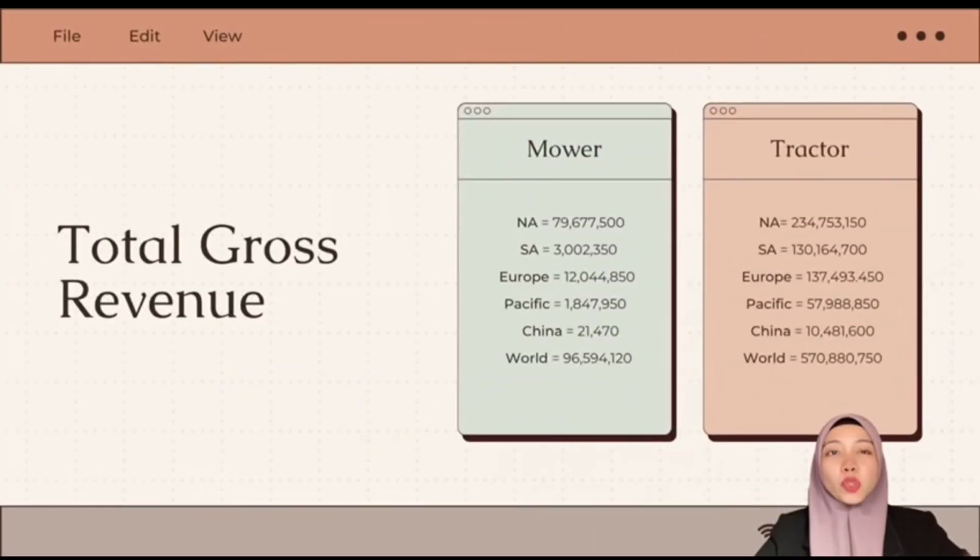So, this is the total gross revenue for both products. We can see that both mower and tractor have the highest revenue from world, which are $96,594,120 and $570,880,750 respectively.